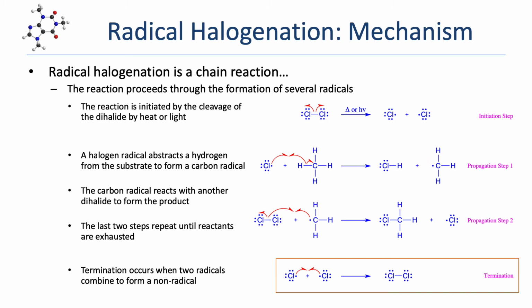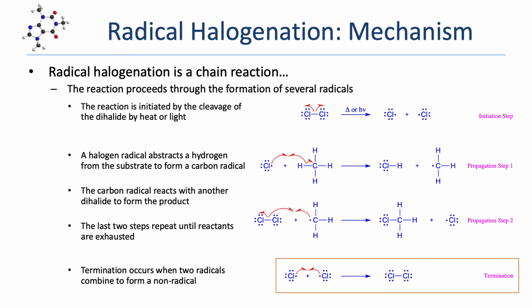The carbon radical can then react with another molecule of Cl2, creating a new Cl-C bond and generating a new chlorine radical. These two steps are called propagation steps because they consume starting materials and make the actual products of the reaction, in this case, chloromethane and the byproduct HCl. The chlorine radical that's formed in the second propagation step can then go back and react with another molecule of methane in the first propagation step.